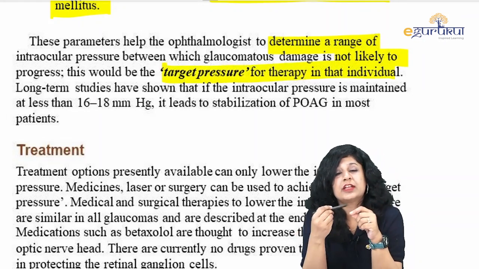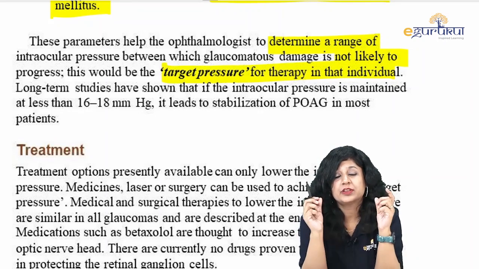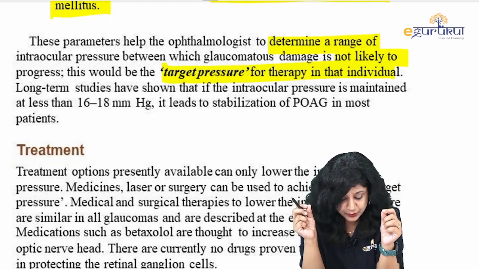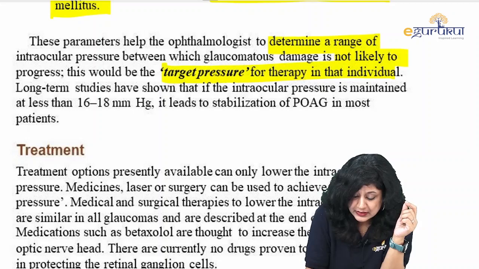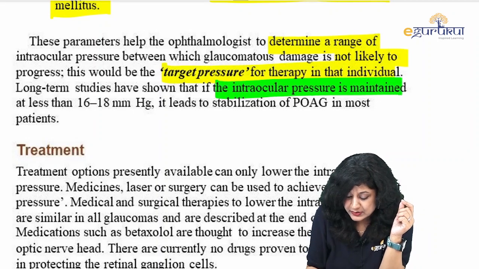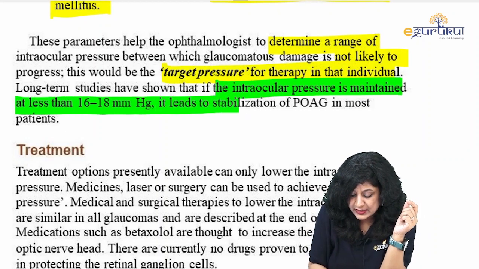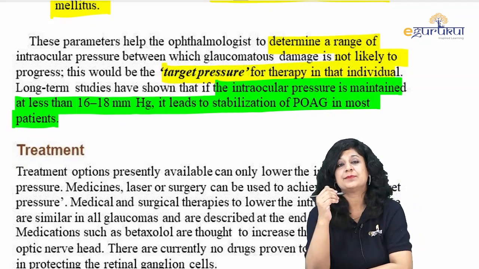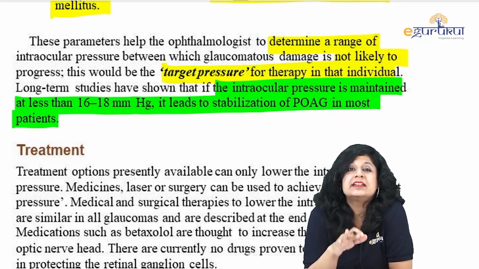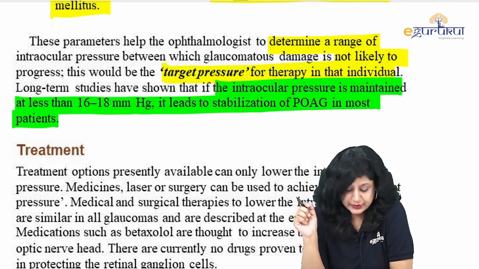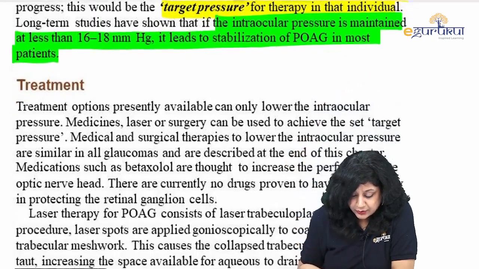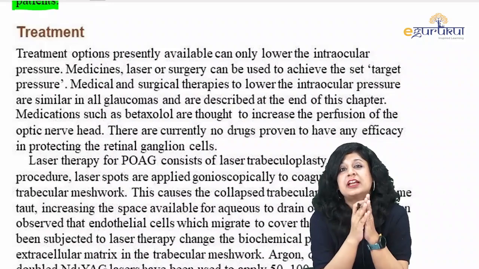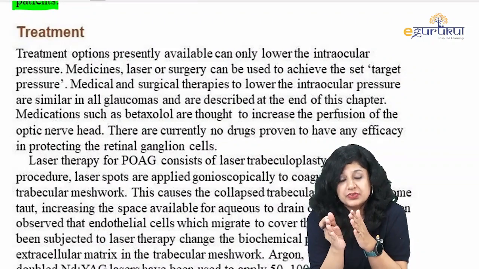So that is what I was saying, the target goal for the initiation of the treatment you will get from there. Long-term studies have shown that if the intraocular pressure is maintained less than 16 to 18, it leads to stabilization of open angle glaucoma. So most of the time our target pressure will be lesser than 16 mm of mercury. Now after you have set the goal, we'll start with the treatment.